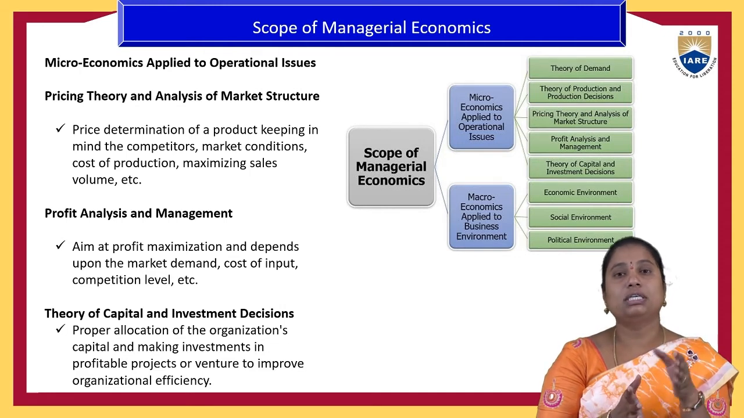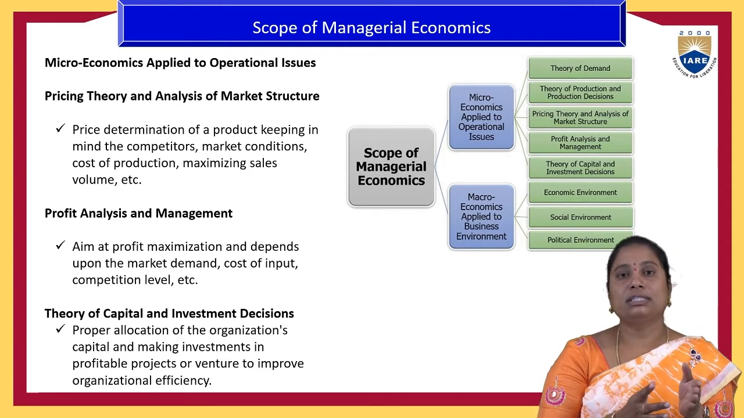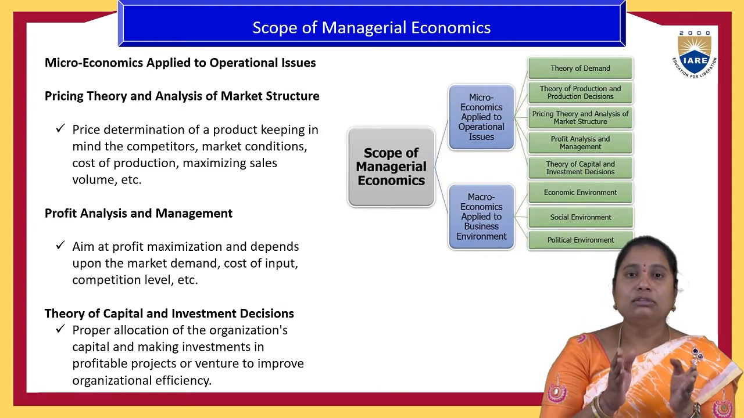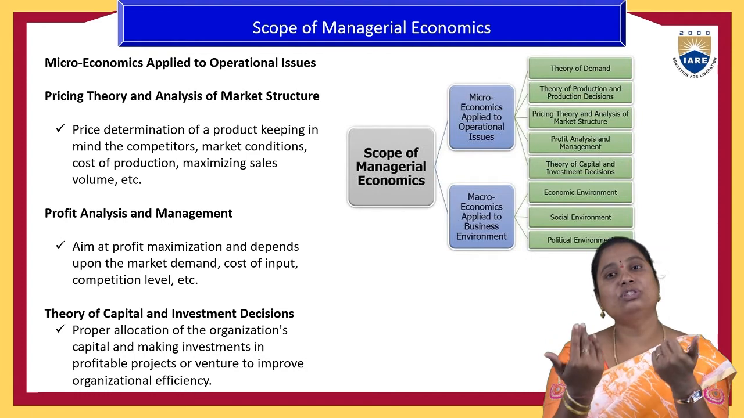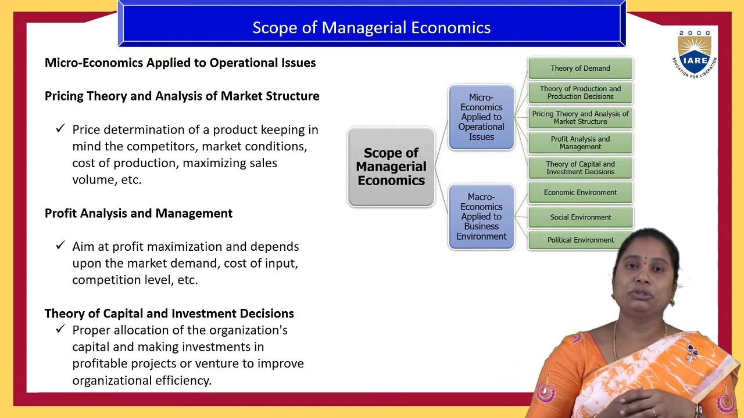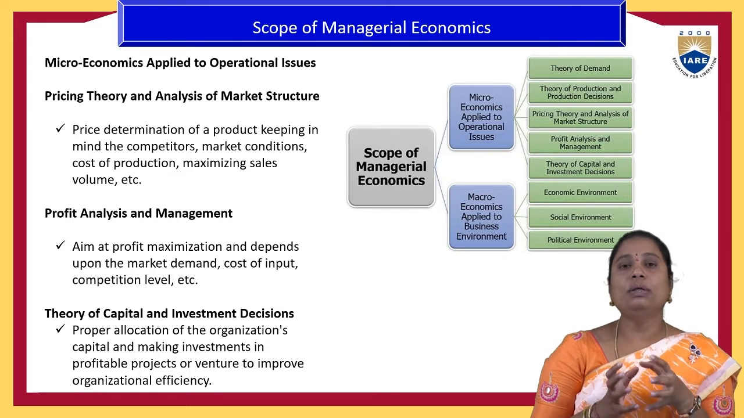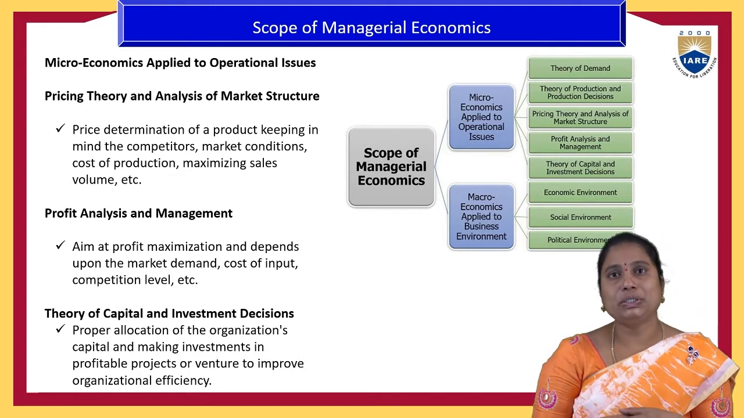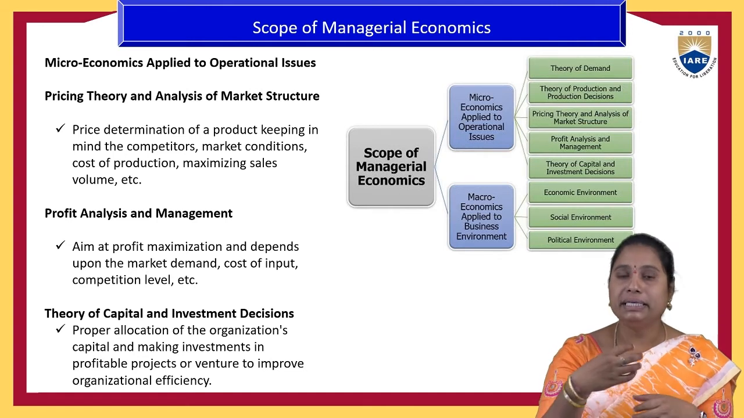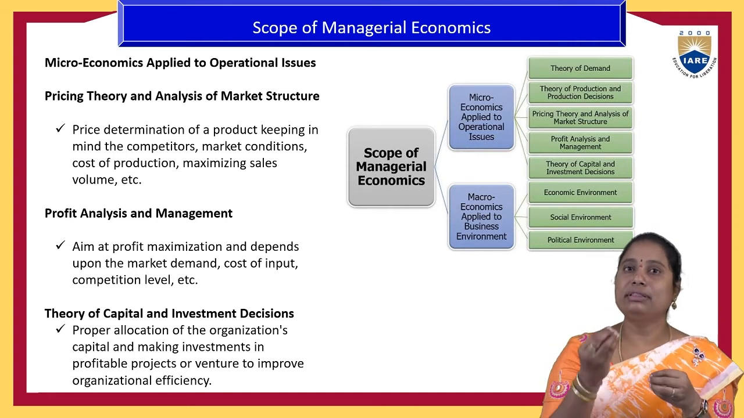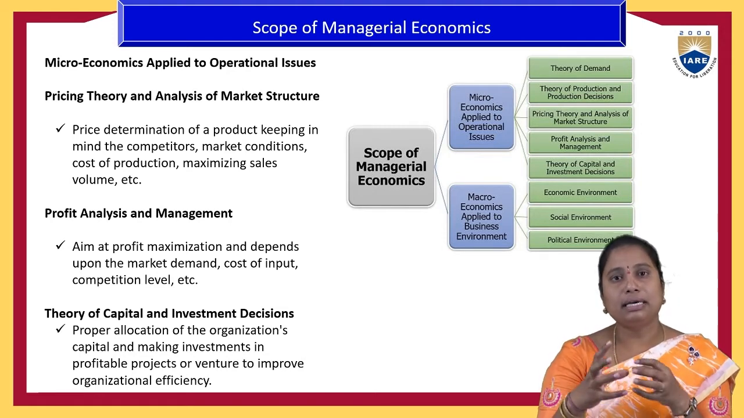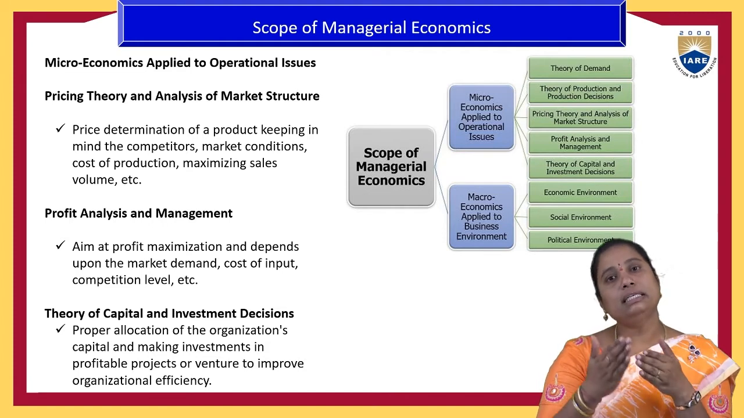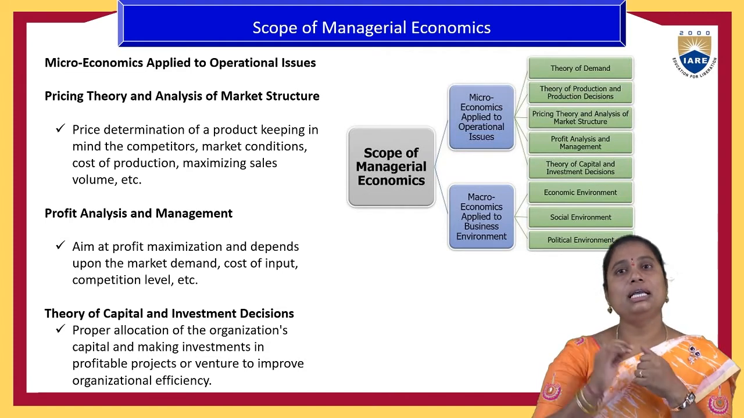What is the market structure? Is only one seller there for this product, that is a monopoly market, or a monopolistic market, or an oligopoly market? If there are more sellers, then they have to reduce the price. If there is no seller for this, and they are introducing it for the first time, then they can increase that price. So based on the market structure, the product nature, and the demand, they have to think about the pricing theories and the market structure of this environment. That is also under the scope of managerial economics.